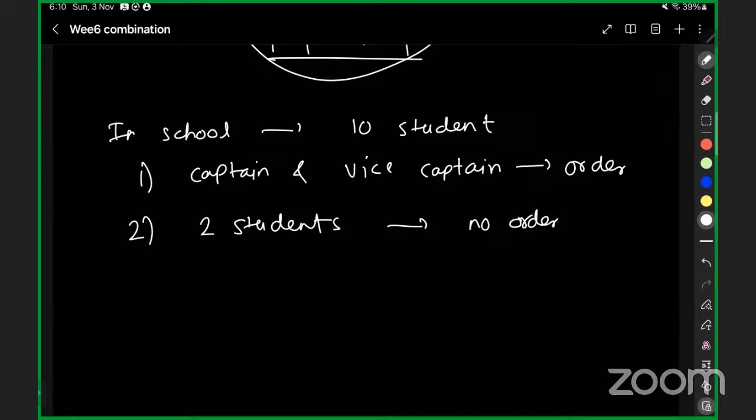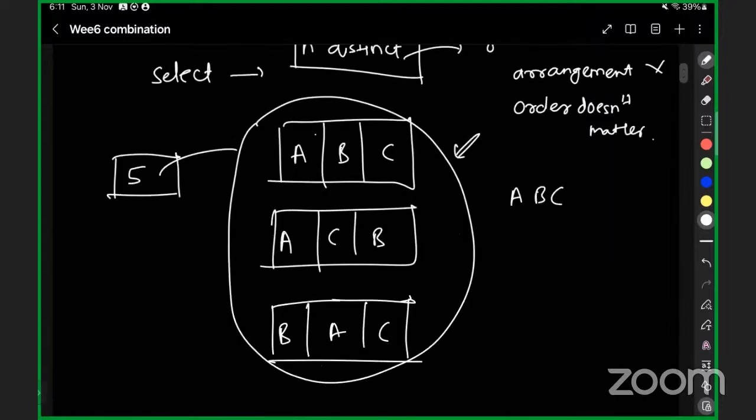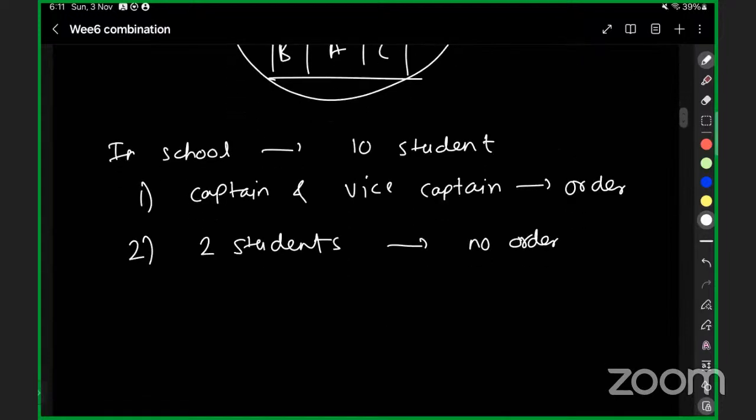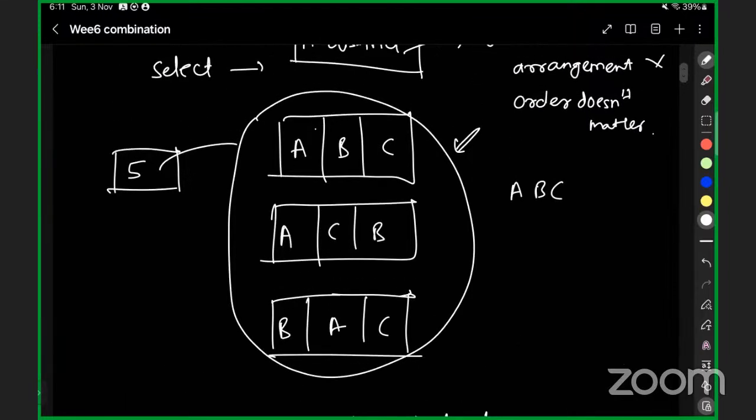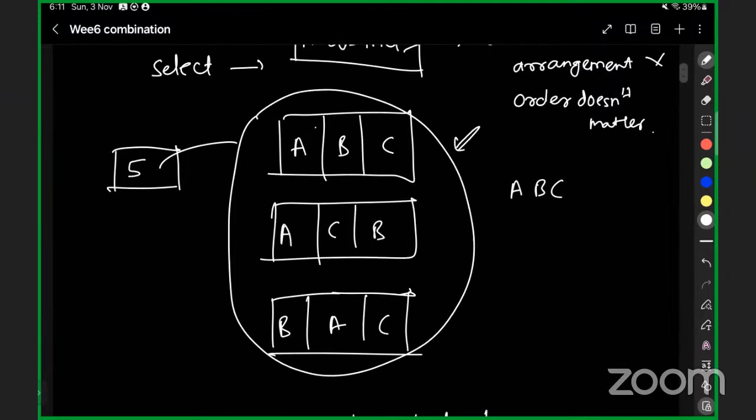Sir, but in permutation order matters, sir. In activity 5.3 book sale, why do book sale questions come when order does not matter? When we select them, then order doesn't matter. That's what I said. All these cases are the same when you select them. I'm talking about selecting.